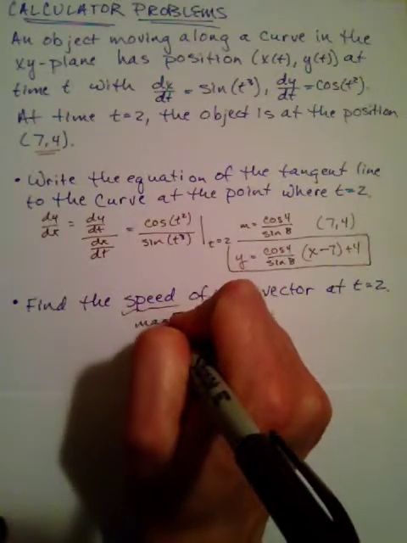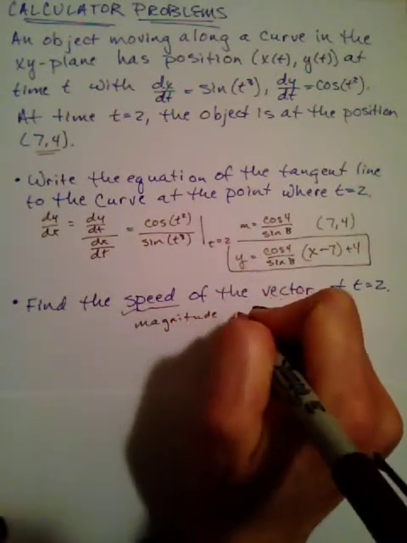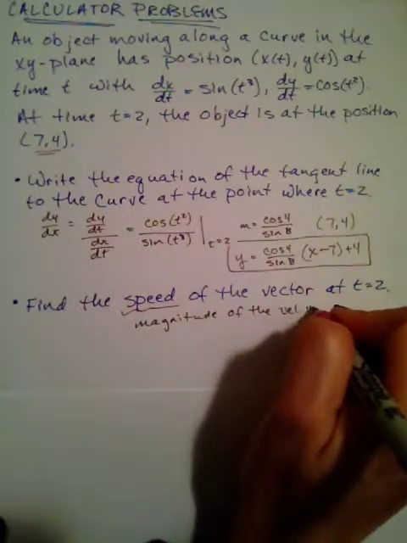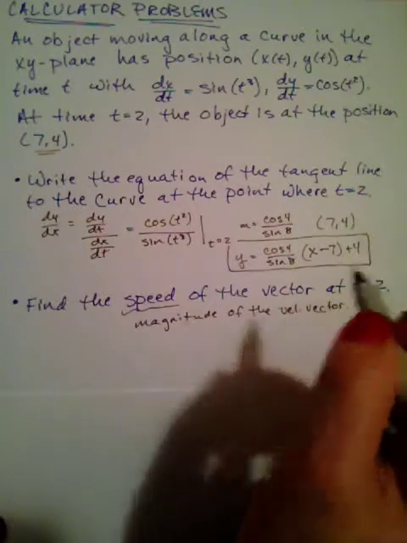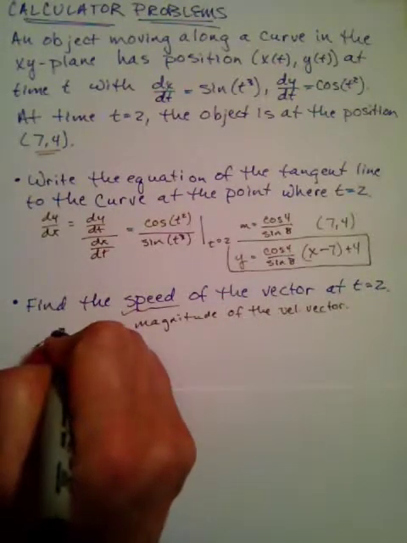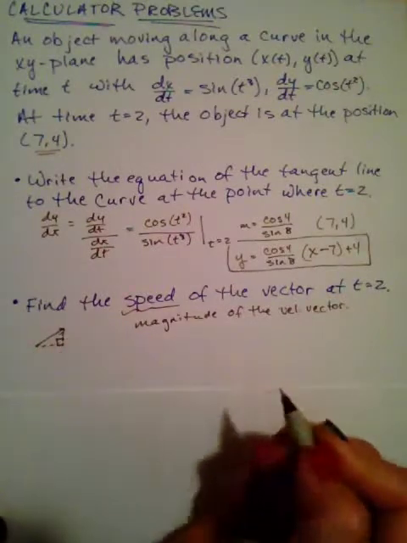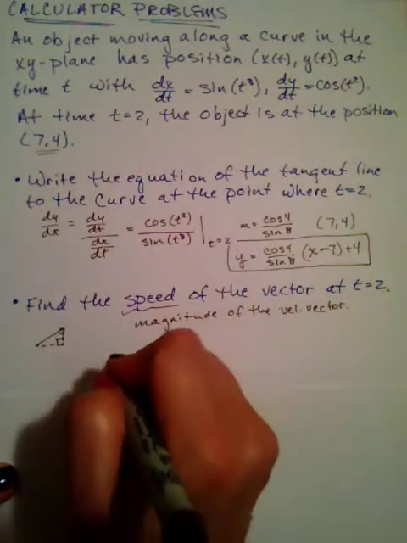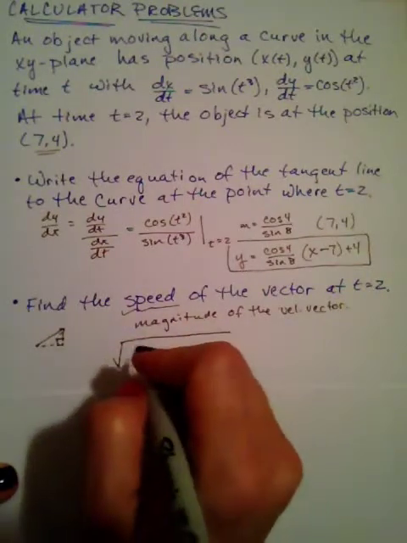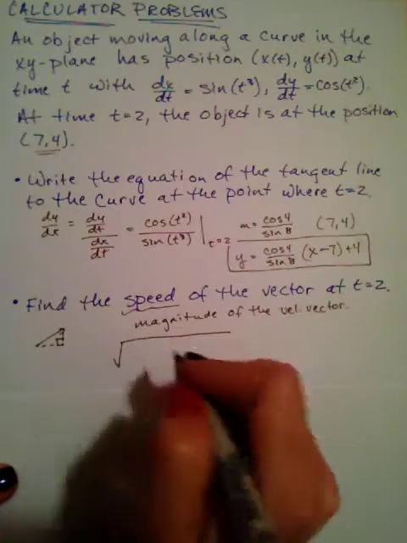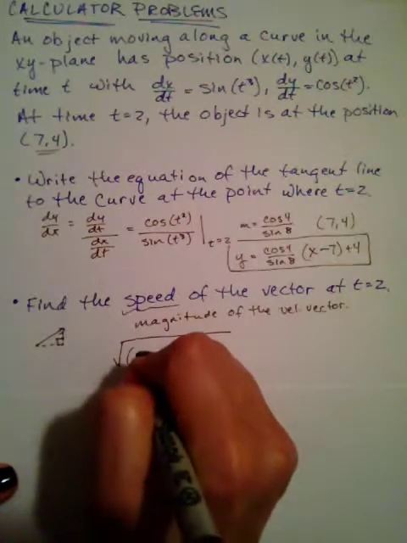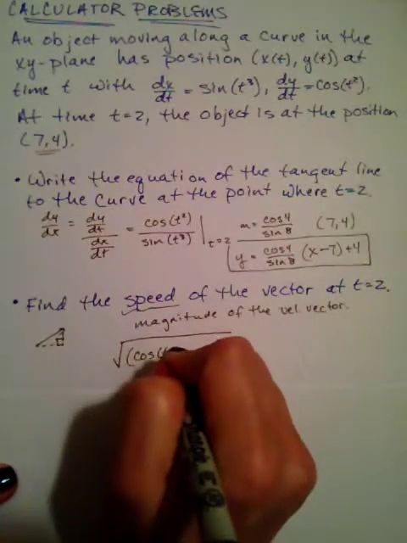To find the speed of the vector at t equals 2, we know that speed is the magnitude of the velocity vector. So when we're doing magnitude, we're asking for the length. We know that our velocity vector has an x component and a y component. So when we want the length, we'll use the Pythagorean theorem. So to find the speed, we're going to do the square root of our dx dt squared and our dy dt squared.